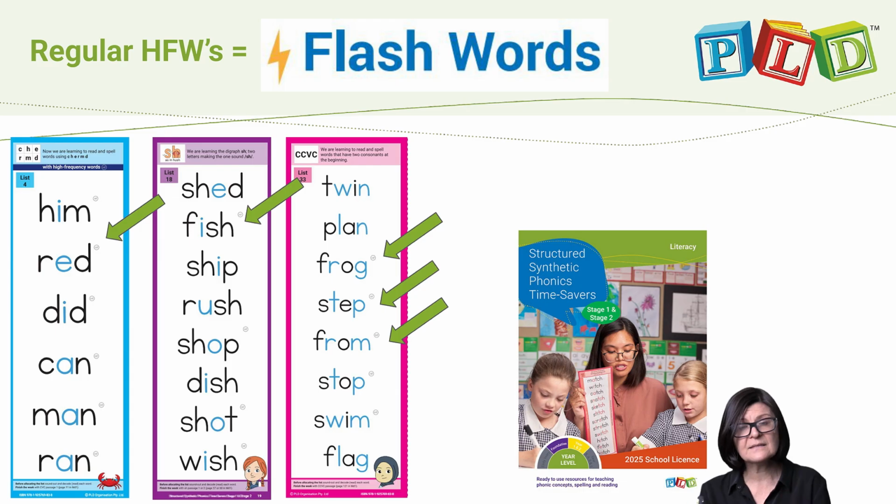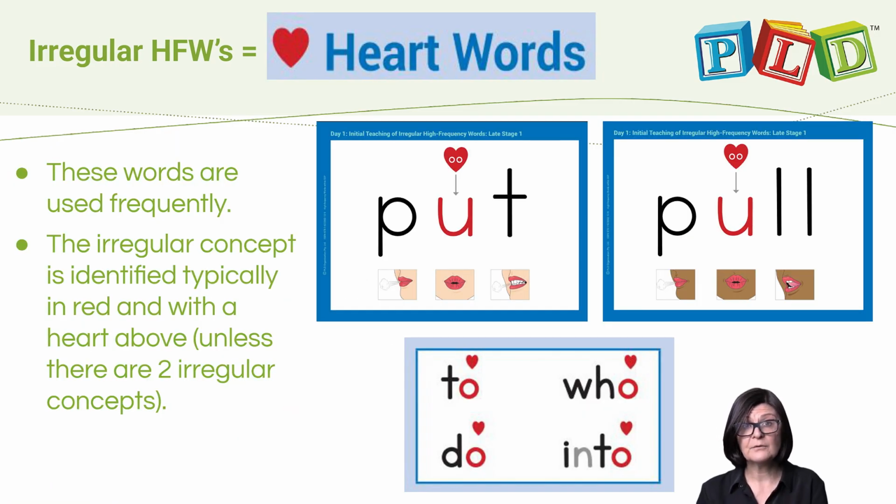Time Savers, an excellent resource. Again, we've got our explicit teaching lists, and every time a HF in a circle is included in those lists, our high frequency words are automatically covered. There are irregular high frequency words. PLD will call them heart words. They're also very common words, but there is one aspect, typically, sometimes there's 2, the one aspect that is irregular will be typically identified in red and with a heart on top.